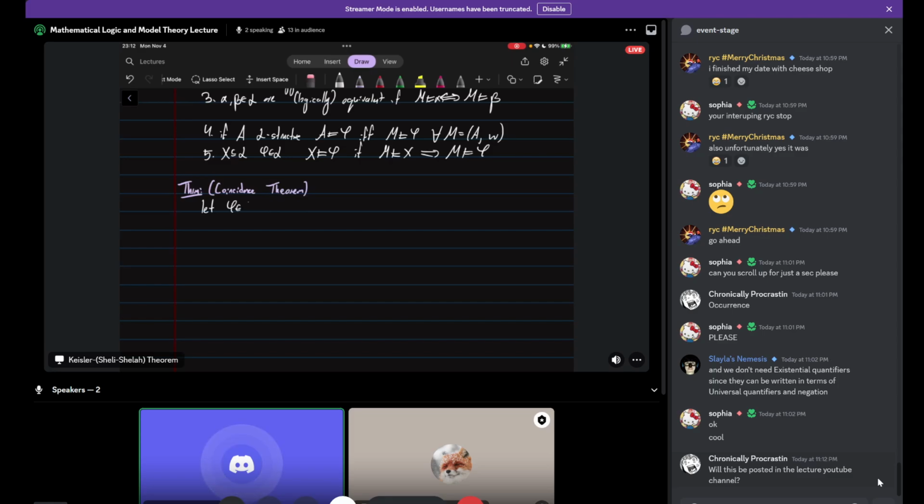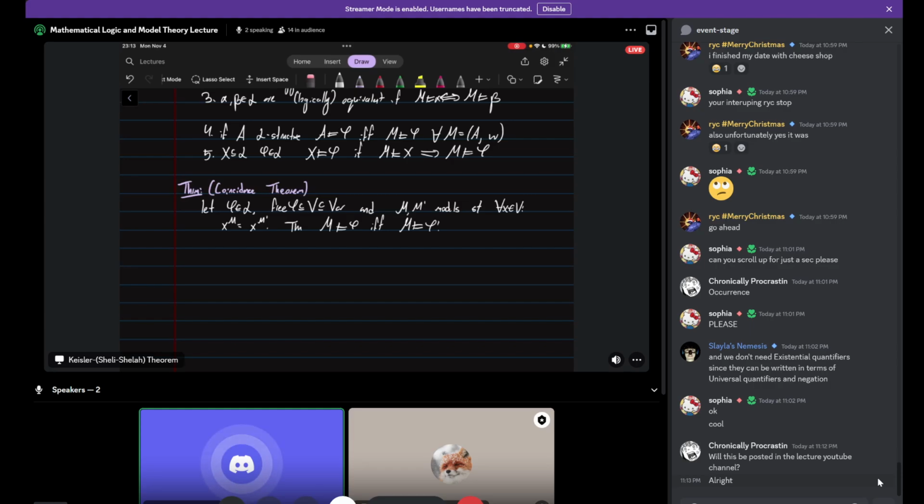Let phi be a formula, V a set of variables that contains free of phi, and M and M prime models such that for all x in V, x of M is equal to x of M prime. Then M satisfies phi if and only if M prime satisfies phi. So basically what this says is that the satisfaction of a formula is based only on the variables which occur free in it.